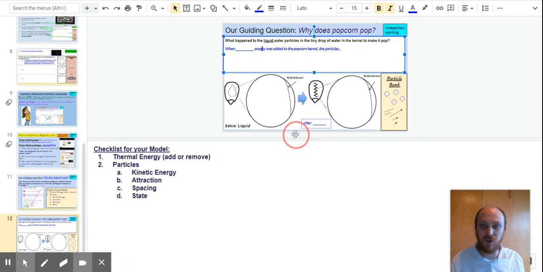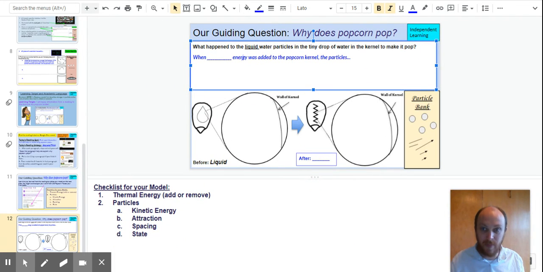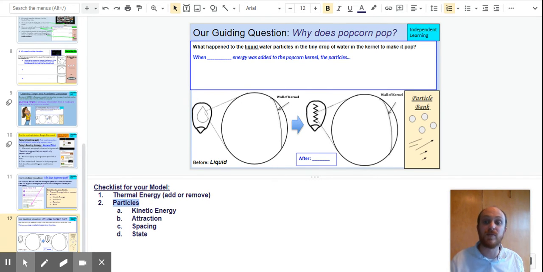If you want, I put a little checklist down here. If you kind of go down here on these, you can drag this up. These are like little notes for you. I want you to think about thermal energy, you adding or removing it. When you're thinking about particles, meaning when you're writing about particles, or maybe when you're drawing particles, can you make sure that you're talking about kinetic energy? You're talking about attraction between the particles. You're talking about their spacing. Talking about what state they are in.